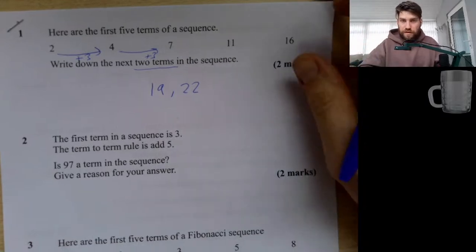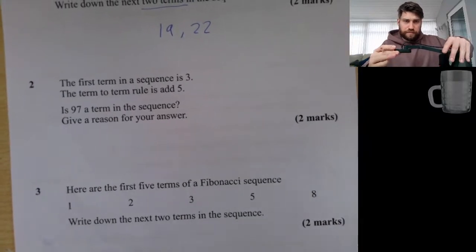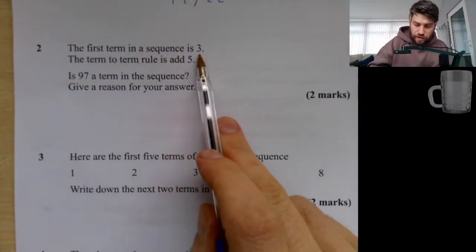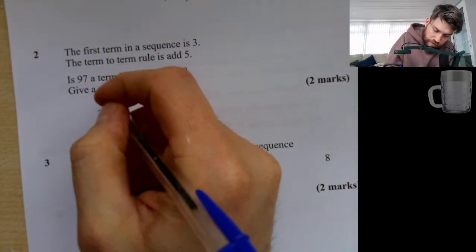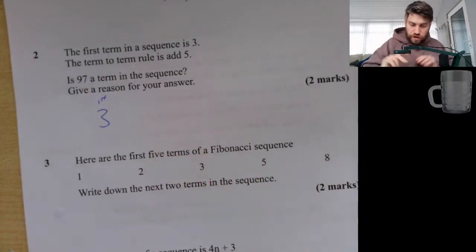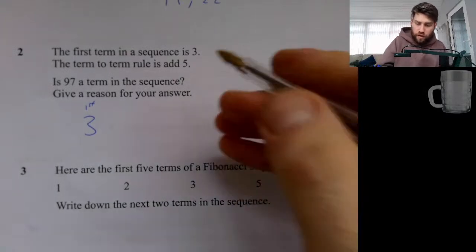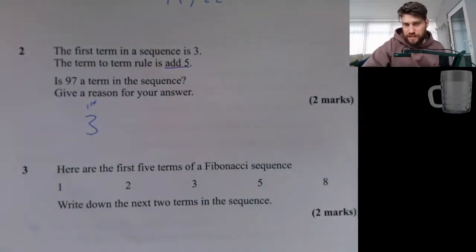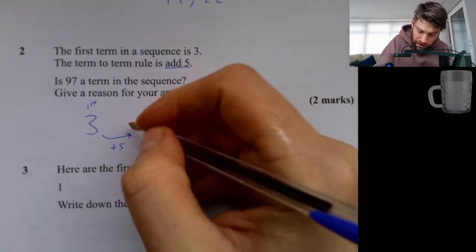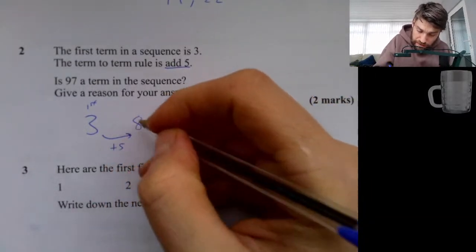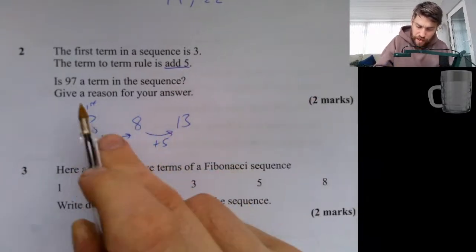Right, let's step it up a little bit more and see how much trickier it can get. I'll go a little bit further down here. So the first term in a sequence is 3. So I'm writing that down. The first term, okay? The term rule is add 5. And what that means is it's telling you that it's going up in 5s every time. So then 3, add 5 is 8, and then add 5, that'll be 13, and so on, okay?